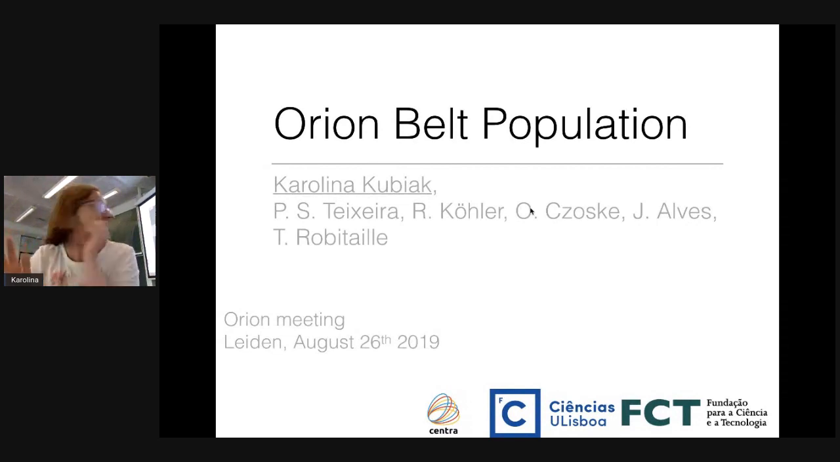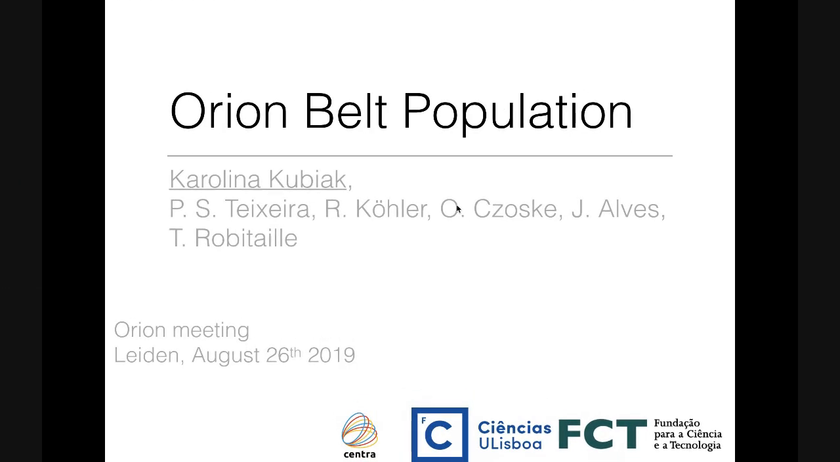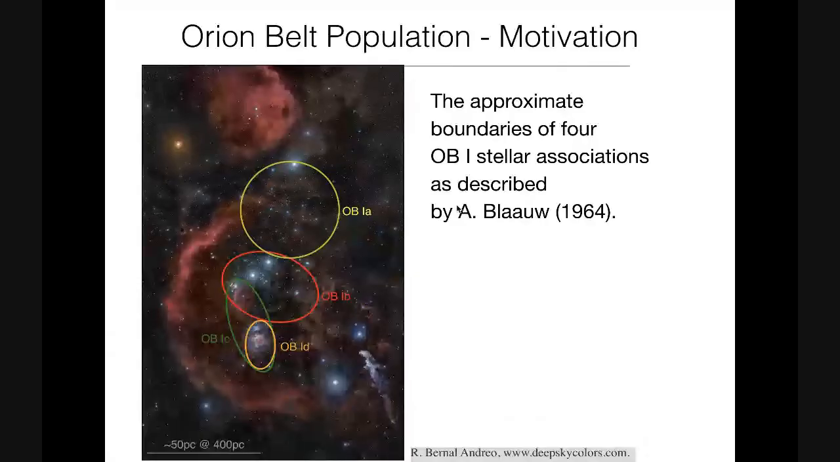So, first of all, thank you for hosting me today and for organizing yet another meeting about Orion. So I will briefly summarize what I did as my PhD thesis when I was still in Vienna, working on something that we called the Orion belt population. The full motivation for my PhD thesis and the survey we did was to try to figure out what is the Orion OB population 1b, defined many years ago by Adriaan Blaauw.